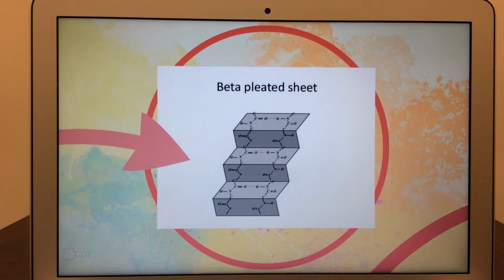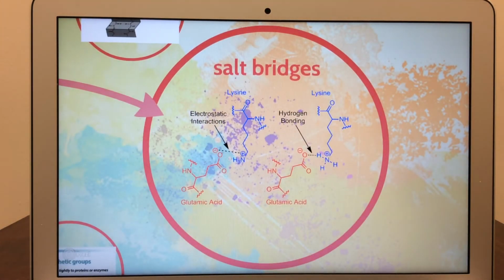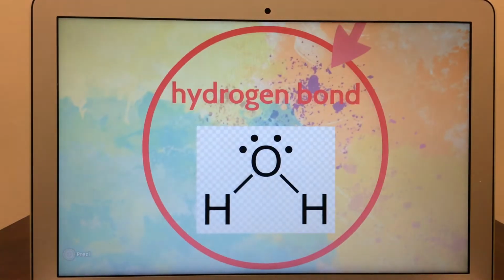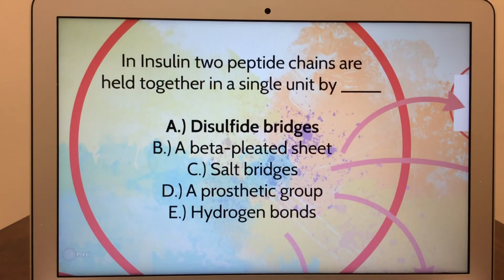A beta-pleated sheet forms a secondary structure of proteins, so that can't be the answer. Salt bridges are a combination of hydrogen bonds and electrostatic interactions. Prosthetic groups are cofactors that bind tightly to proteins or enzymes. And this is just a simple hydrogen bond. So we can clearly see that in insulin, 2 peptide chains are held together in a single unit by disulfide bridges. The answer is A.